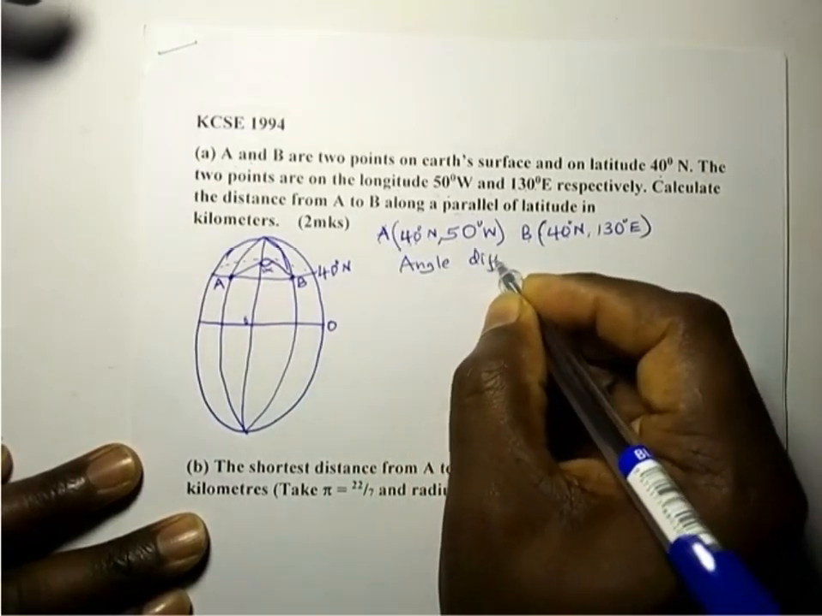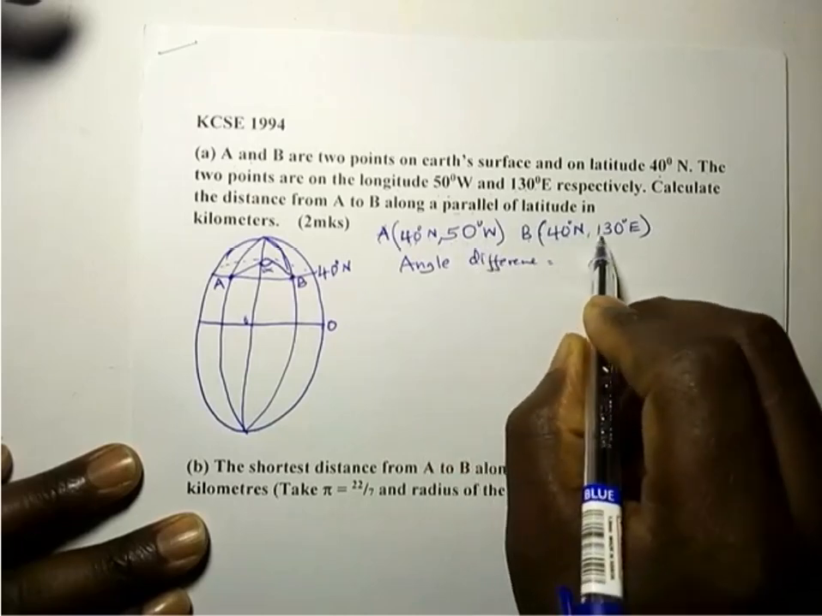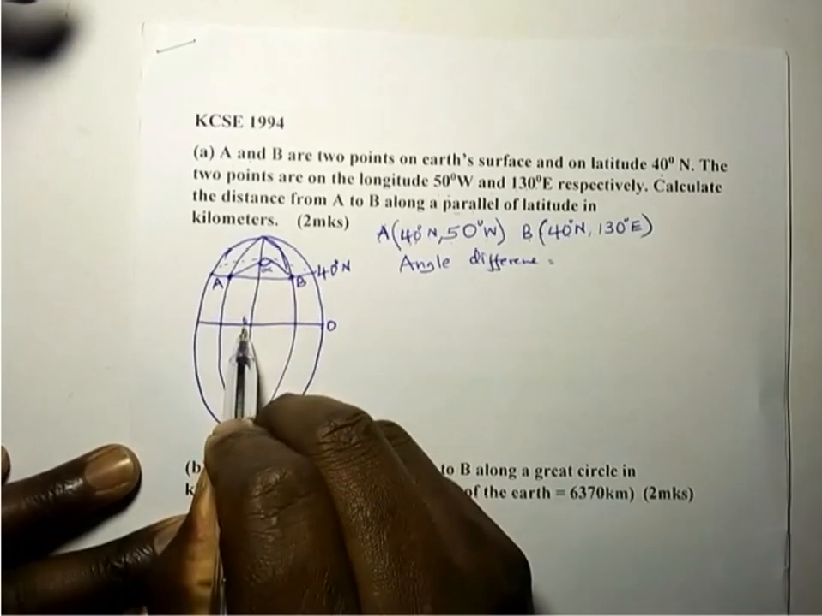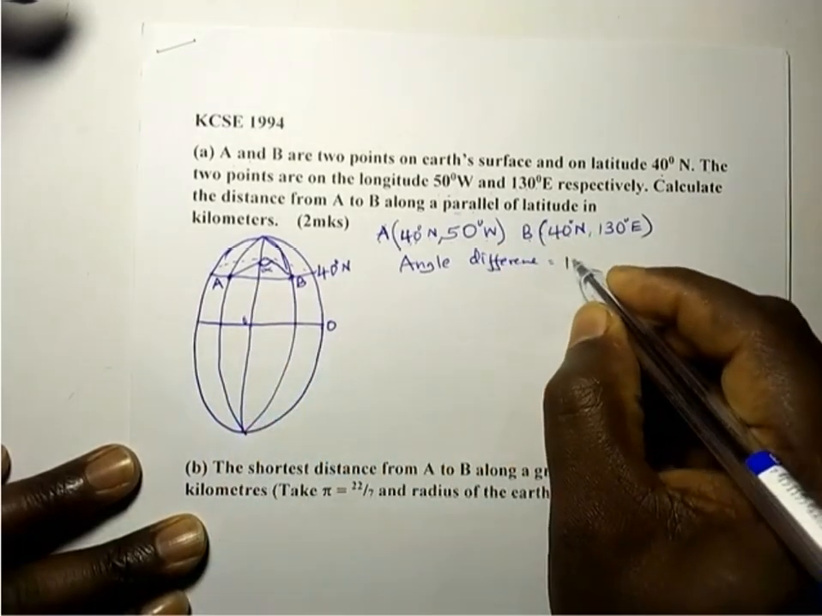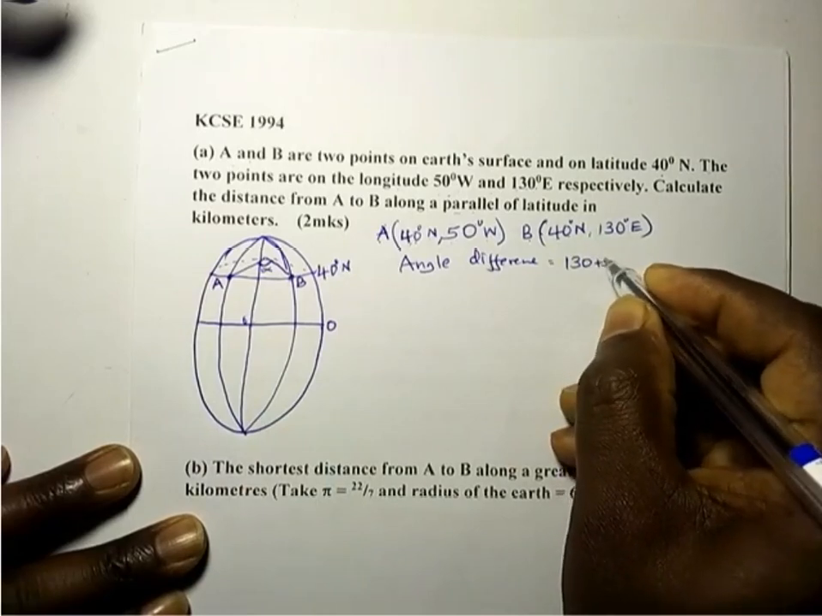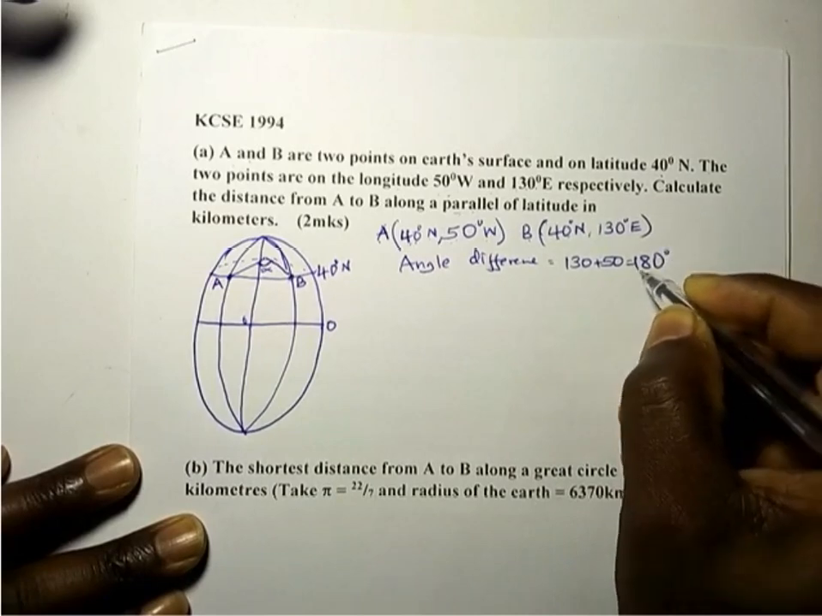Angle difference is 50 west and 130. So from here to reach 0 is 50. From 0 to 130, so we add, that is 130 plus 50. So our angle is 180 degrees. That is the angle difference.